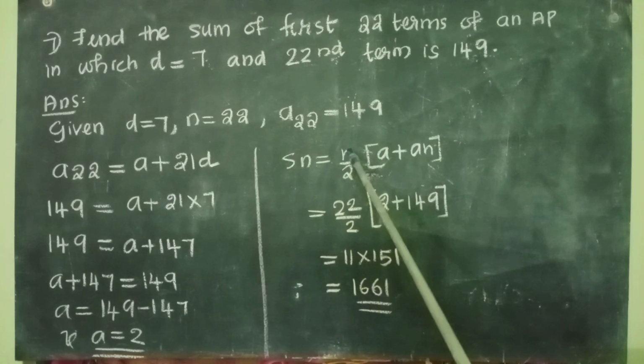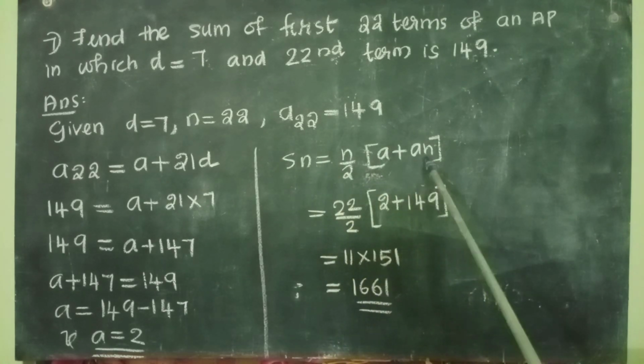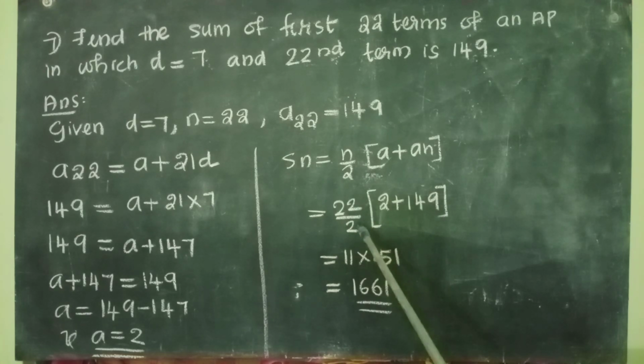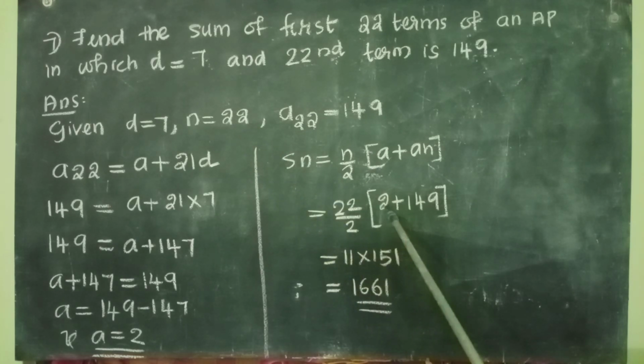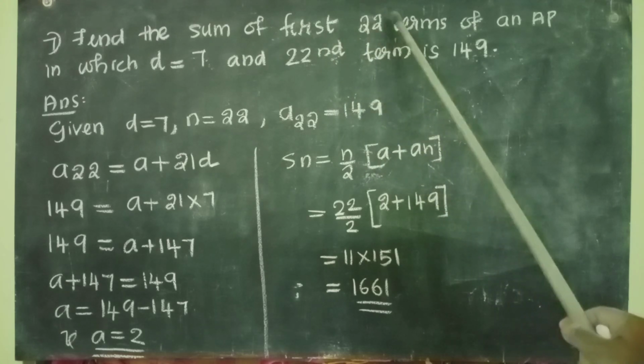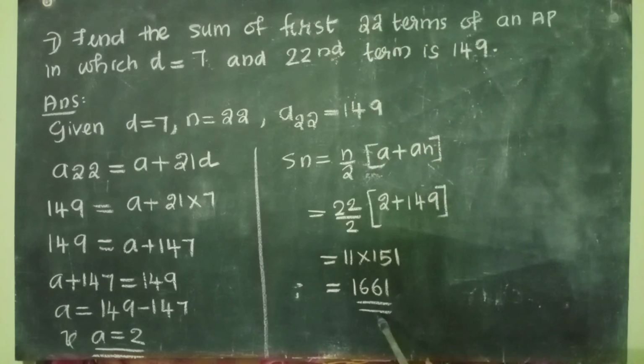Sn equal to n by 2 into (a plus an), that is equal to 22 by 2 into (2 plus 149). n equal to 22, a equal to 2, an equal to 149. So that is equal to 11 into 151, that is equal to 1661. Therefore, the sum of first 22 terms is 1661.